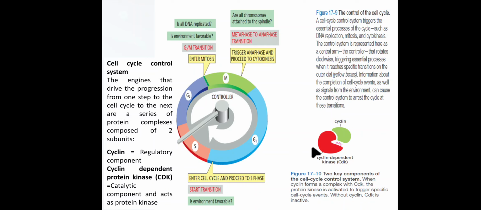This image shows the two key components of the cell cycle control system. One is cyclin, which is shown in green color, and the red one is cyclin dependent kinase. Without cyclin, CDK is inactive. So in the absence of cyclin, CDK is inactive. In order to activate this cyclin dependent kinase, CDK should be complexed with the cyclin.